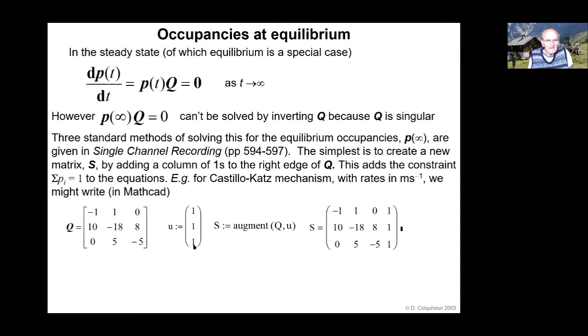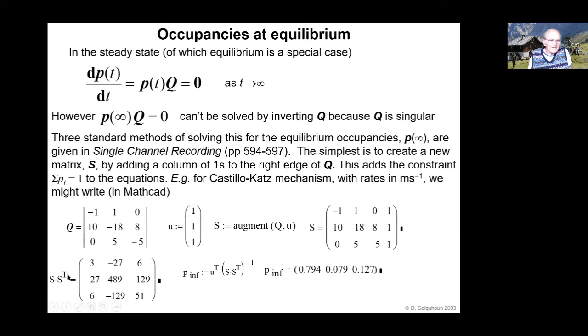We define a unit vector of columns and we augment Q with that, and we get this matrix, which is called S. And the effect of this column of ones is to add a constraint so that the occupancies add up to one. It adds that to the equations. The fact that the occupancies add up to one is the reason, in fact, why there's only k minus one components.